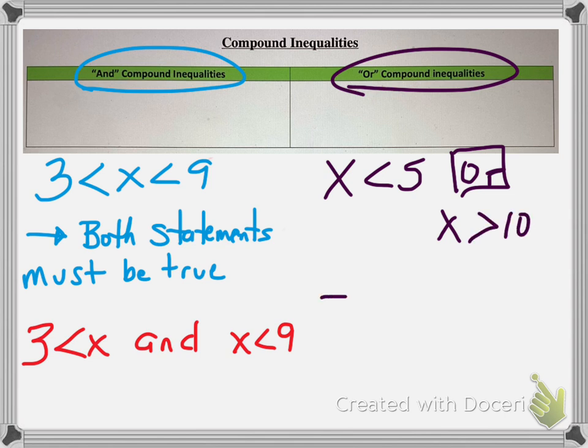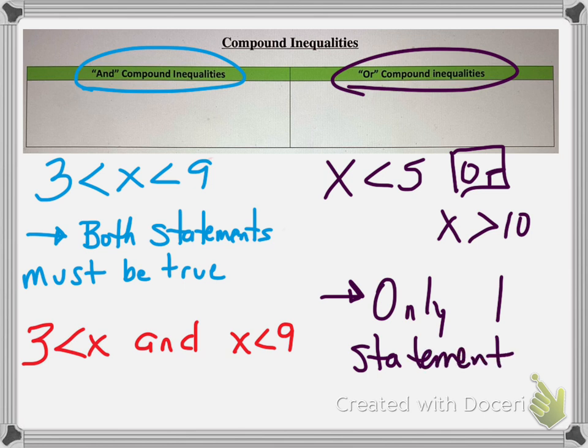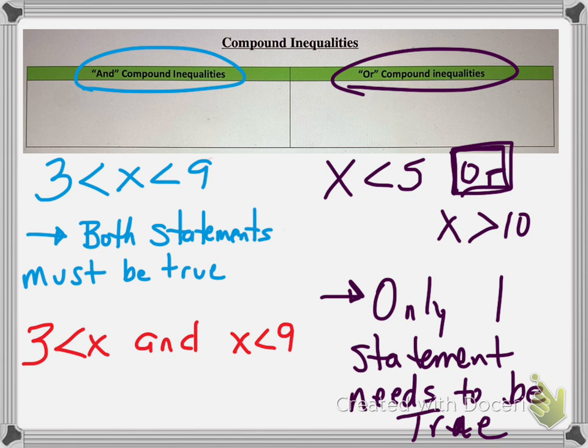In this case, only one statement needs to be true. Okay, so either x is less than 5 or it's greater than 10. And yes, they will put the or in between them. So you can't use 6, 7, 8, 9 in this case because those wouldn't satisfy that.